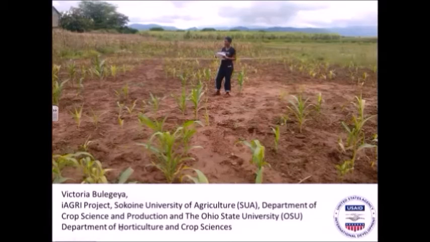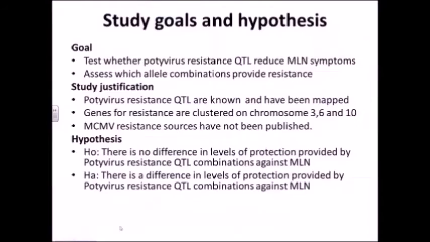Victoria Bulagaya, who's a master's student here at OSU, is part of the iAGRI project, which is a cooperation with Sokoine University of Agriculture in Tanzania. The goal of her study was to test whether potyvirus resistance QTL would work to reduce MLN symptoms, and then assess which allele combinations would provide resistance.